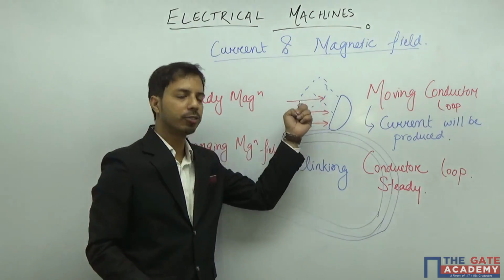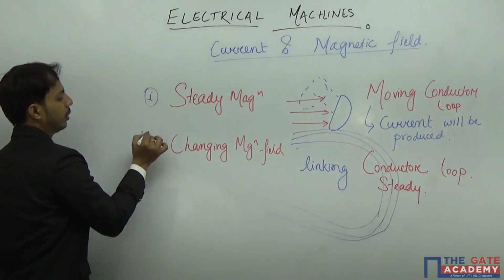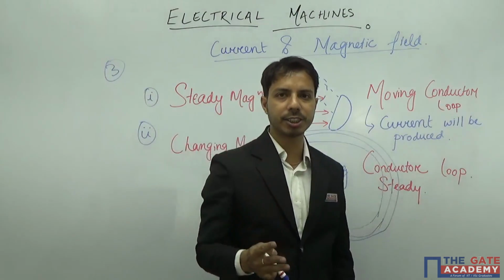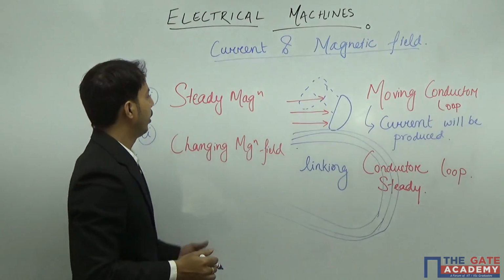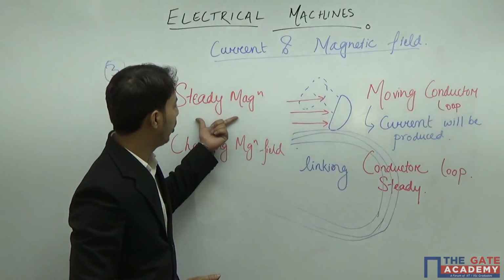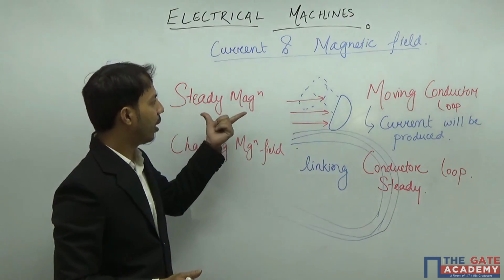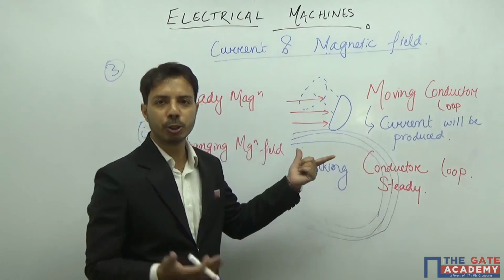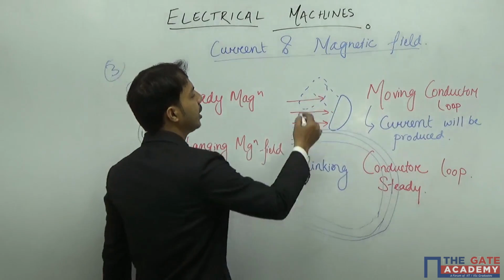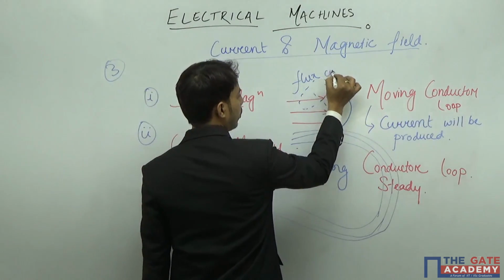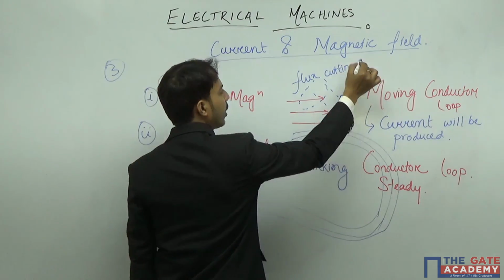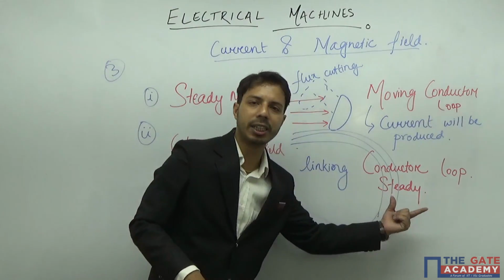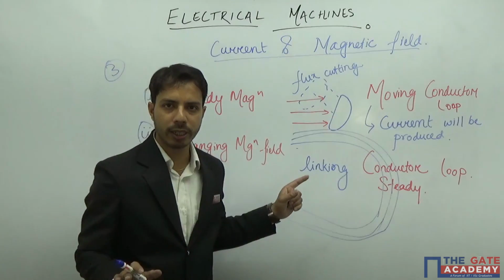Here you see, this is the first case and the second case of the third relationship. We are discussing the third relationship, where I may have a steady magnetic field, or I have a changing magnetic field. If I have a steady magnetic field, I can also produce current, but the condition is there should be flux cutting action. If there is no flux cutting action, that means the conductor loop is steady and the magnetic field is steady, then there will be no current produced.